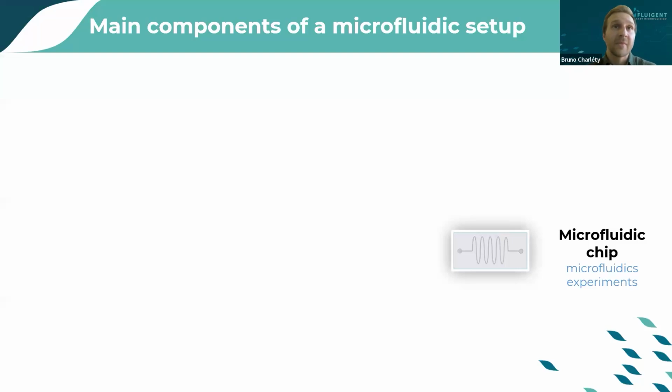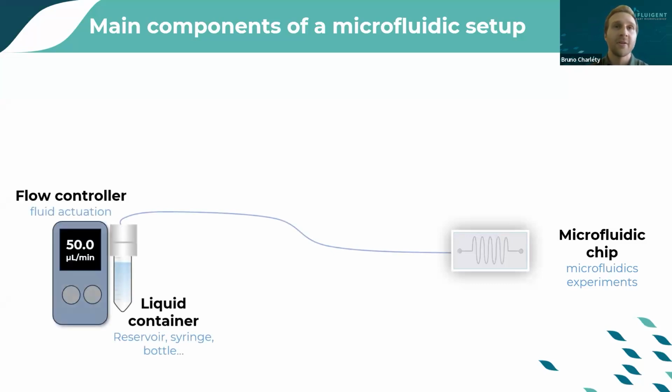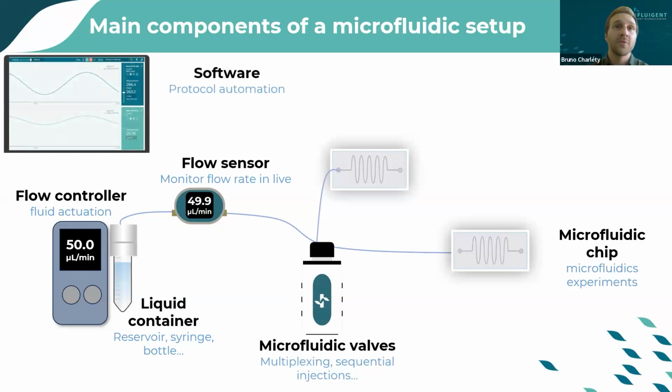First of all, let's see what the main components of a microfluidic setup are, for those that are not aware of microfluidics. The setup will consist, of course, of a microfluidic chip, then a liquid container, so a reservoir, a syringe, or a bottle. A flow controller can be connected to the container to push the liquids into the microfluidic chip using tubing. A flow or pressure sensor can also be added to monitor those physical values live. Microfluidic valves can also be used for more complex protocols, such as automated injection or multiplexing. Finally, one can also use software for automation and a microscope for live monitoring.